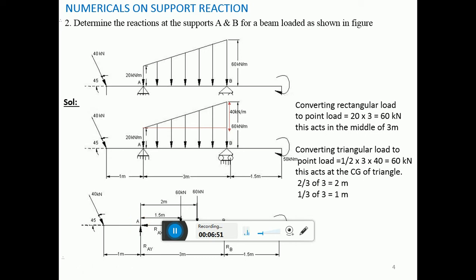At the end, if you get a negative answer for RAX, then it means the sign convention you have taken, either RAY or RAX, is wrong. It is in the other direction that you are supposed to apply it. That is what it means. So now for this problem, I am taking it in this direction and this direction.